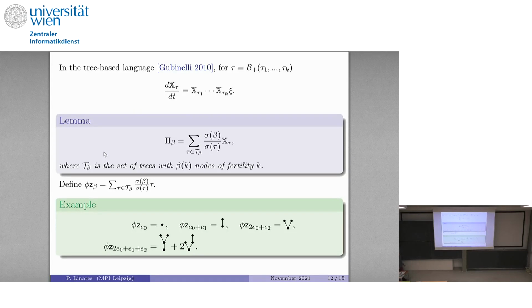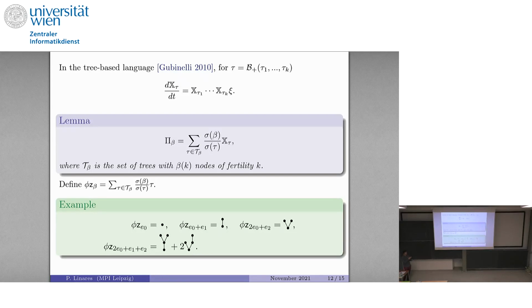So connecting to the tree-based language, so in branched rough paths, in Gubinelli's work, we could actually see something like this. So you can interpret, if you have a tree which is built from adjoining to the root a family of trees, tau 1 to tau k, we can write this differential equation, which is like the differential version of an iterated integral. And we actually have a lemma which tells us that we can pass from our description with multi-indices to the description in trees just by this operation here.